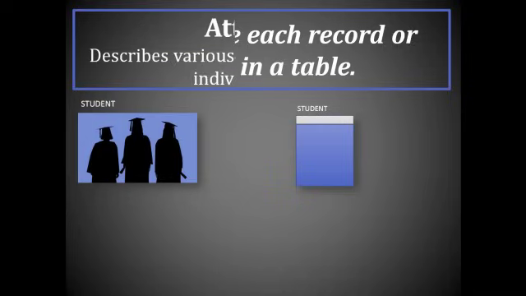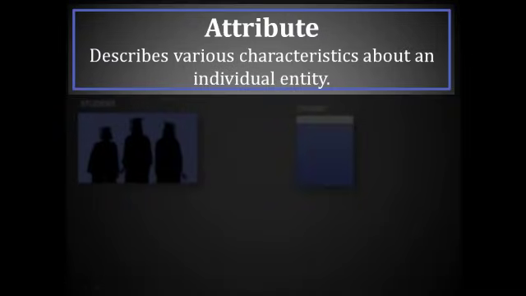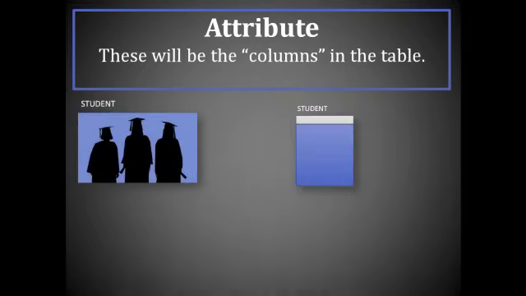Now we have attributes. An attribute describes various characteristics about an individual entity. These will become the columns in the table. Wait, it does what? Well, it tells us more about the entities. Each of those students now has a first name. The first name is an attribute because it tells us more about each instance of student. So each individual student has a first name. Got it. Yes, but it is important to note that these attributes can be unique to each student.